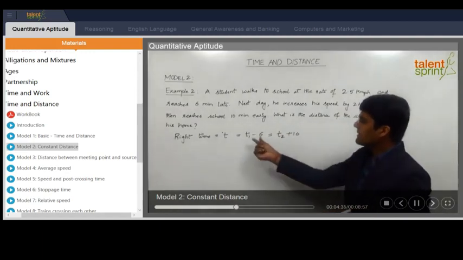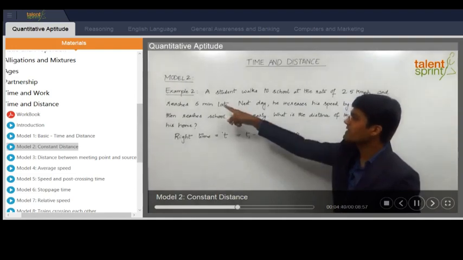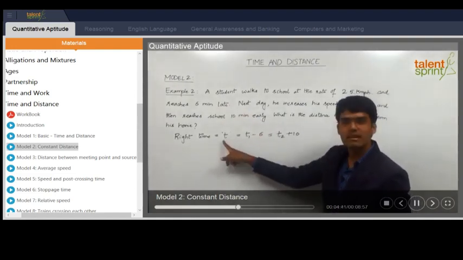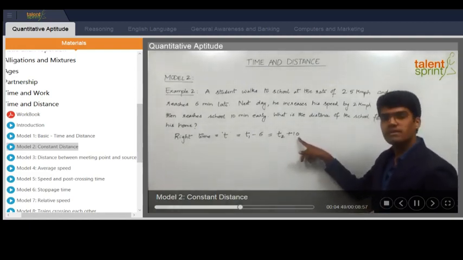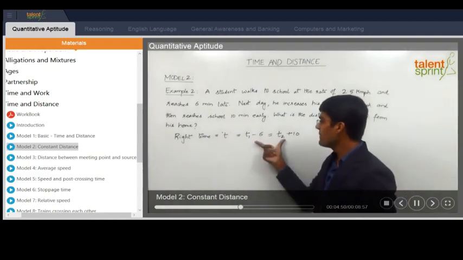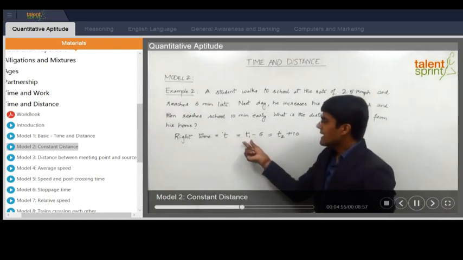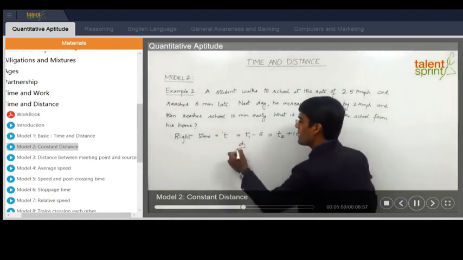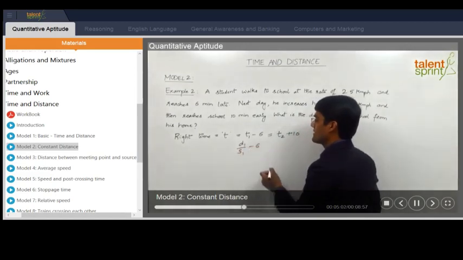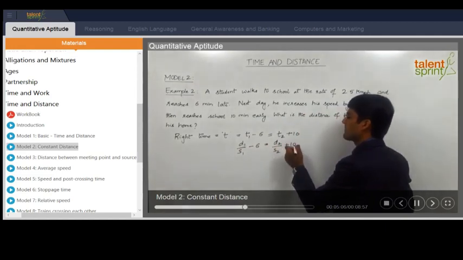Right? If you observe, in the first case, the time taken was t1. So from that, if we subtract 6, because he was 6 minutes late, we get the right time t. And in the second case, the time taken was t2. And as the student was 10 minutes early, we are adding 10 minutes here to get the right time t. Now with the help of this equation, we can get the required answer. We all know that time is nothing but distance by speed. So t1 can be taken as d1 by s1 minus 6 minutes, and t2 can be taken as d2 by s2 plus 10.